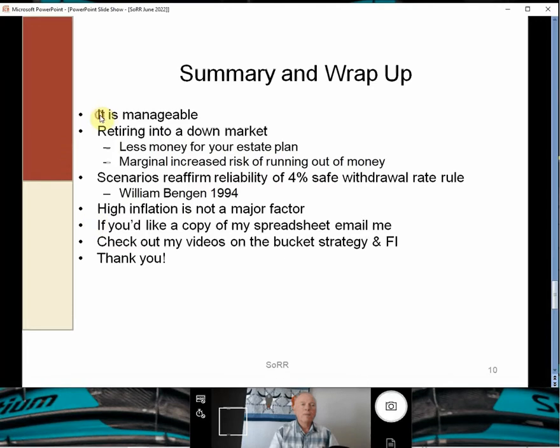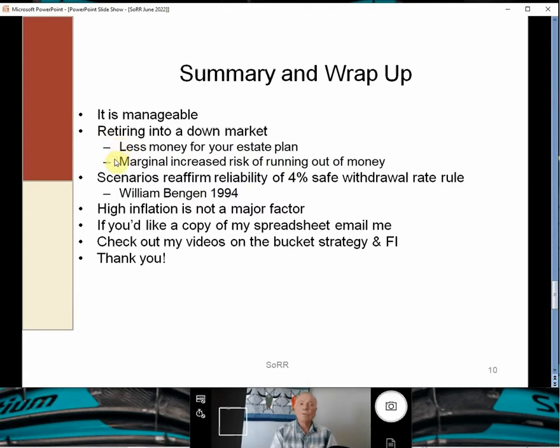All right, let's summarize and wrap things up. So again, I think the key here, which is really important, is that sequence of returns risk really isn't something to be afraid of per se. It is manageable. It's not the best scenario, of course, if you're one of those people that's retiring into a down market. But it's not necessarily going to totally derail your retirement spending and your investment portfolio. Now, it does have some implications, though, and that is, as you saw from the comparisons, there may be less money for your estate plan if you don't do things to mitigate the risk.